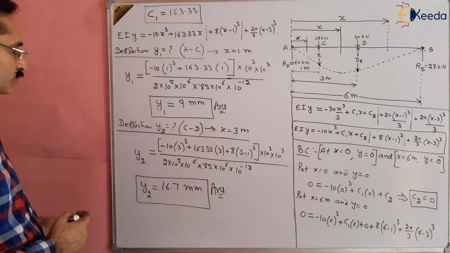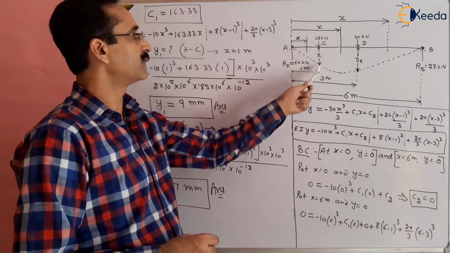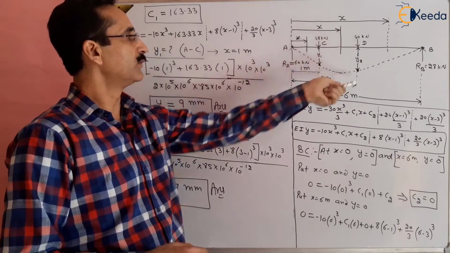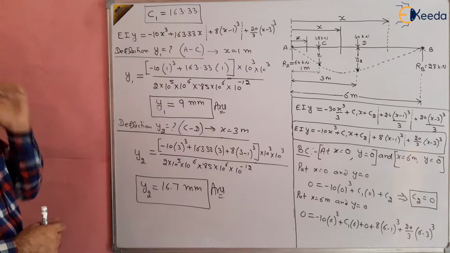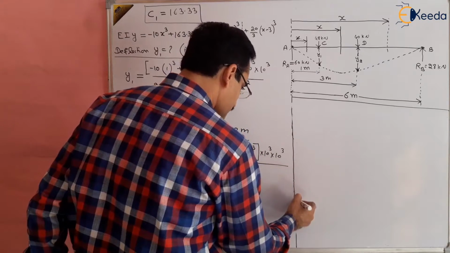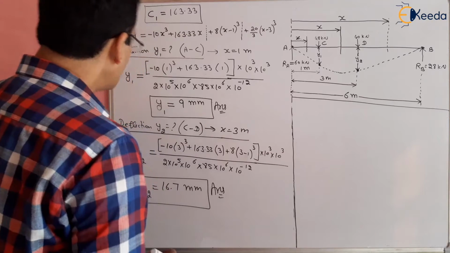So we have achieved two answers: deflection under first load, deflection under second load, deflection under 48 kilonewton load, deflection under 40 kilonewton load. Now we have to find out the maximum deflection, y max.